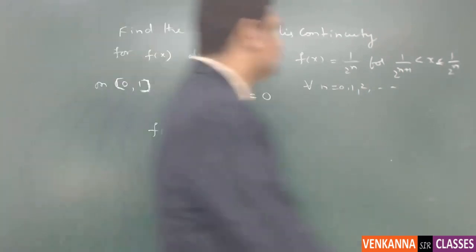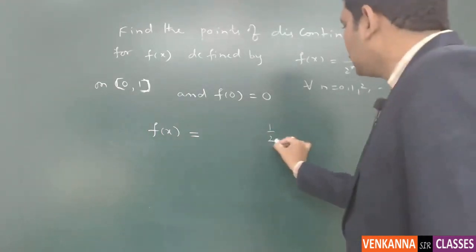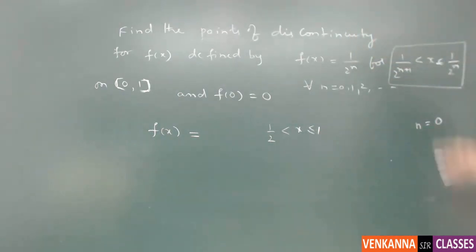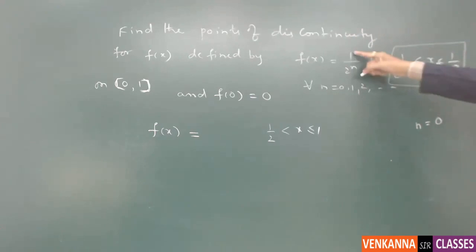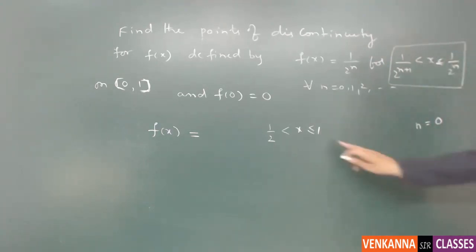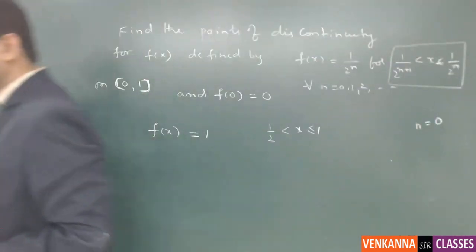Suppose you take n equal to 0 in this expression, then what happens? 1 by 2 is less than x, less than or equal to 1. And how is the function defined? 1 by 2 power n. In other words, whenever you have this kind of expression, the upper value is taken as the function value. So here the upper value is 1, so the f of x value is 1. Accepted?